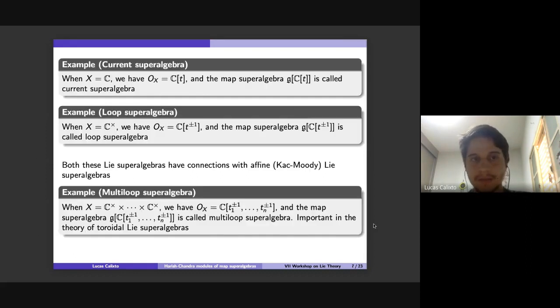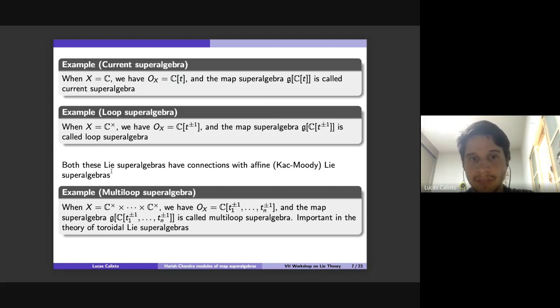Right. Okay, let me give you some examples, which are very famous in the literature. When X is just C, the ring of regular maps is just C[t], polynomials in one variable. And then the map superalgebra, in this case, is called the current superalgebra. This algebra and the next one that I'm going to introduce are very important in the study of affine Kac-Moody Lie superalgebras. When X equals C star, the ring of regular maps is just the Laurent polynomials in one variable, and the map superalgebra associated to these two data is called the loop superalgebra.